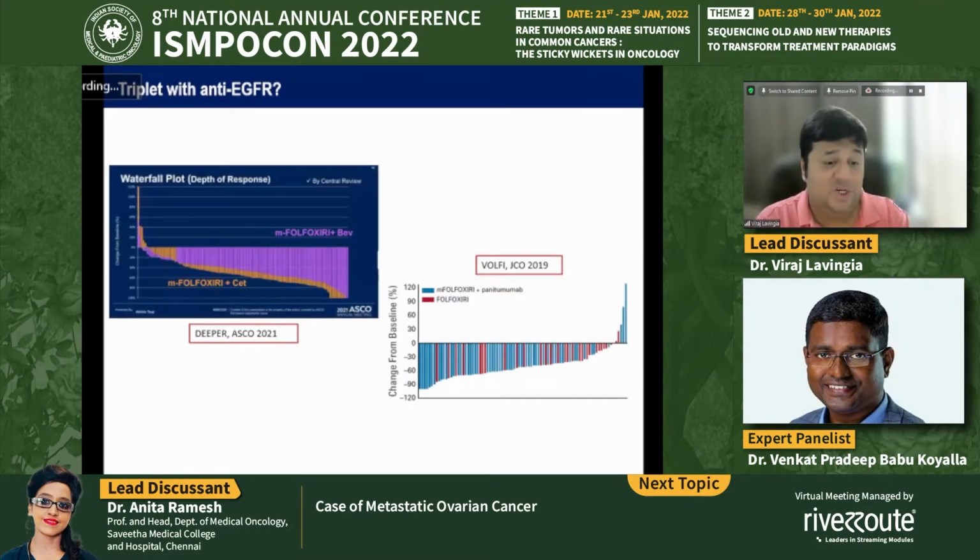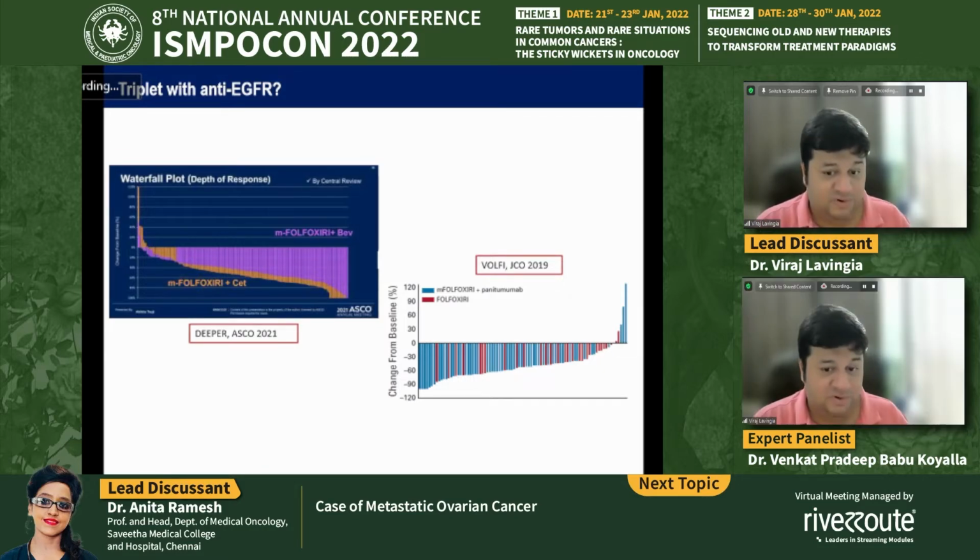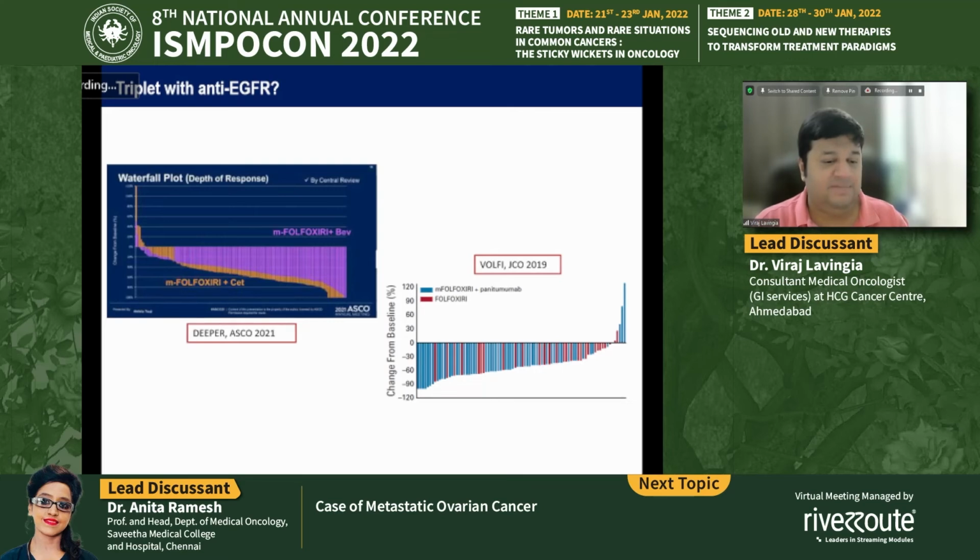Yes, so there are 2 good studies. The deeper one, which was presented just last ASCO, you could see this waterfall plot. Almost every patient is responding. People typically ask that, what would you use when patient is refractory to a triplet? Well, this is a proof that almost 90% of patients will have some form of tumor shrinkage, especially when used on left side and all RAS wild type.